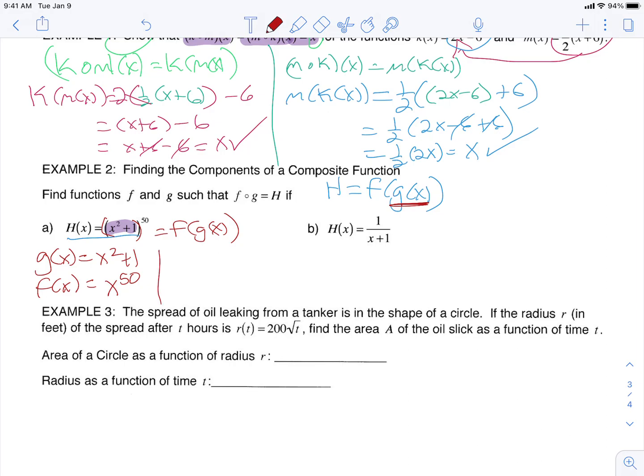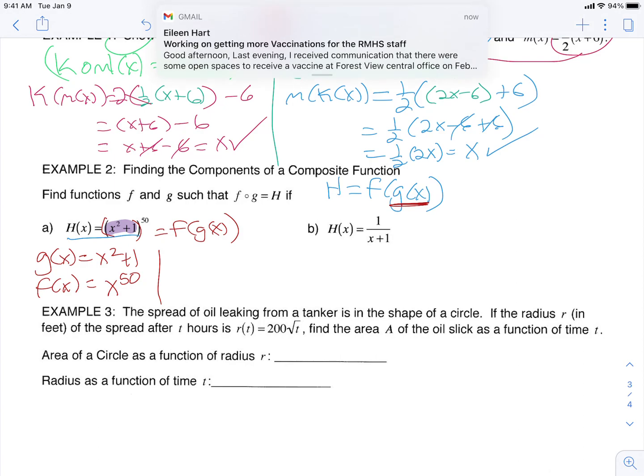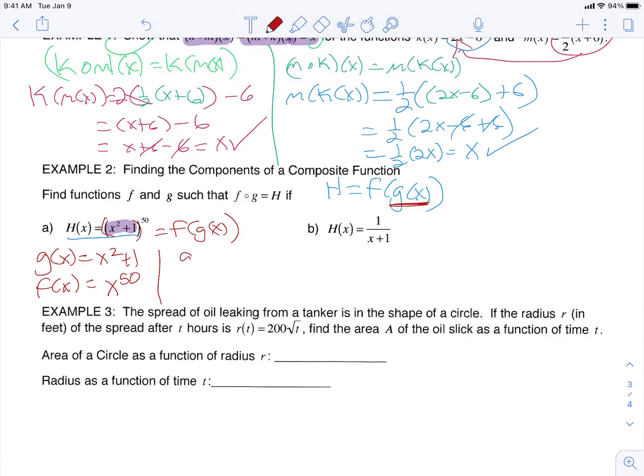Another answer could be, and this is a little boring, you could say g of x is equal to x, and f of x is equal to x squared plus 1 to the 50th power. I mean, that would work every time, but that's just really boring. You don't want to do that. All right, so those are a couple possible answers. Try B on your own, but seriously try it. See if you can be creative, figure it out. But I'm going to go ahead and get started.